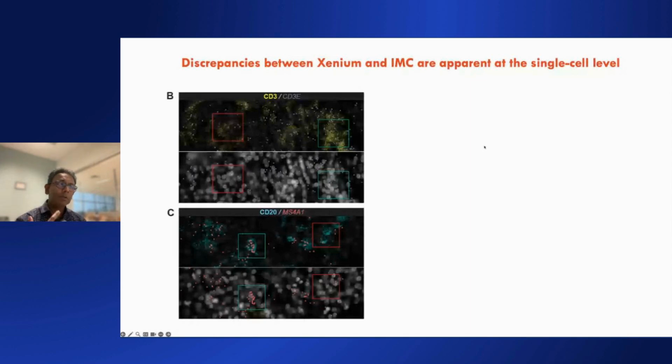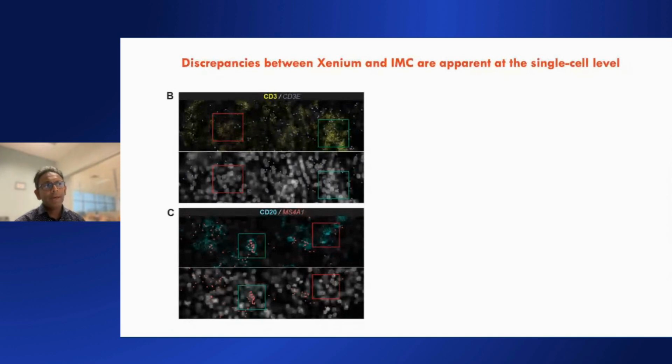We went deep, zoomed in at a single cell level. And that's when we started to see a little bit of discrepancy between the two platforms. If you look at CD3, you would often find IMC picking up cells that were CD3 protein positive, but we did not see any transcripts picked up by Xenium. You can see very nicely in this example that you can find cells that were identified by both platforms, but in some instances, you could only see it in one platform, not the other. So that's where the complications started.